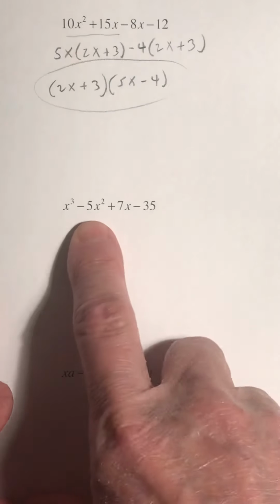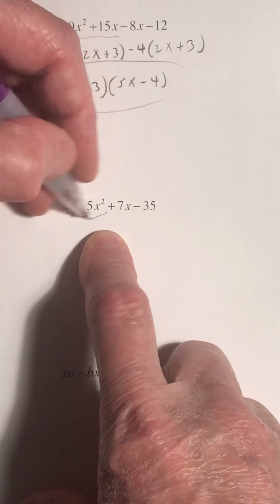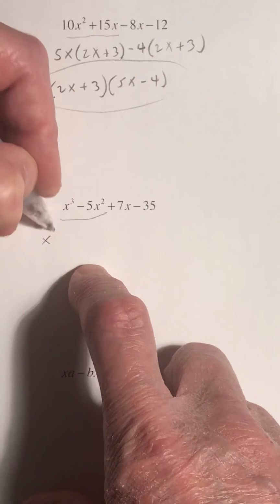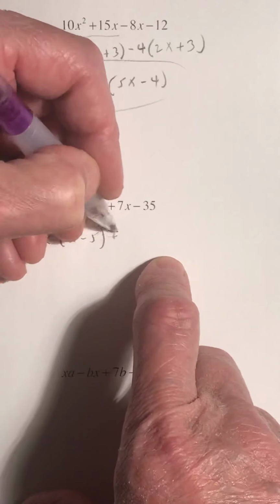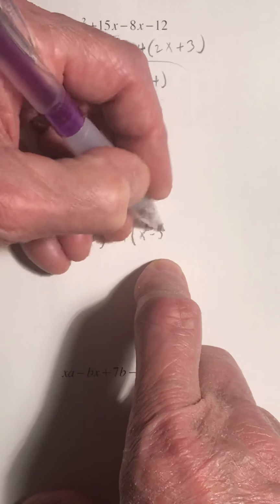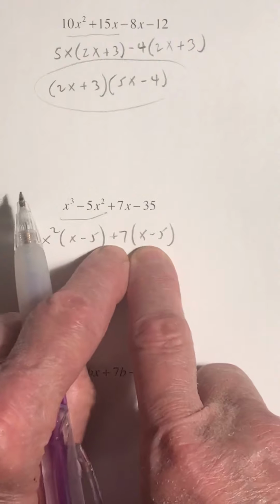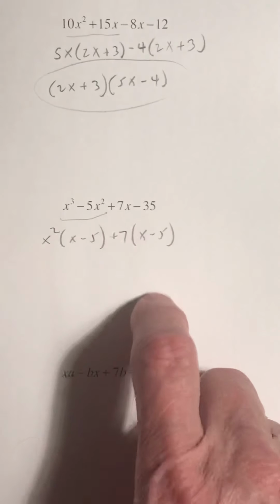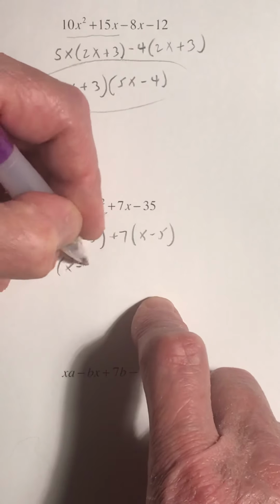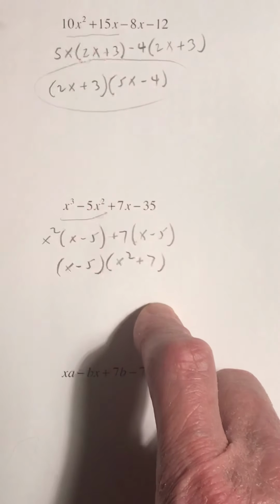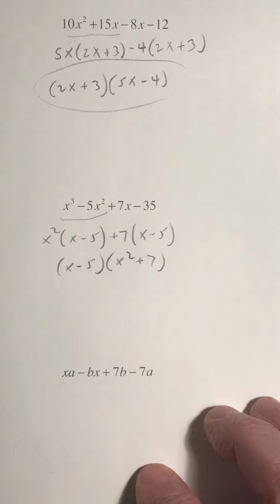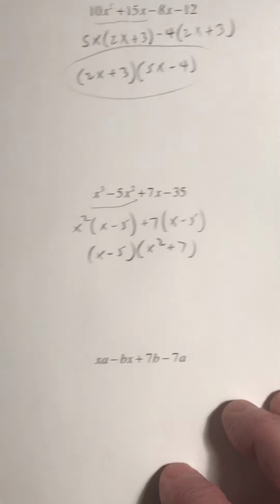And common factor here would be x squared. X squared times x minus 5. Common factor here would be plus 7. 7 times also x minus 5. There's 7x minus 35. X minus 5. X squared plus 7. Okay.